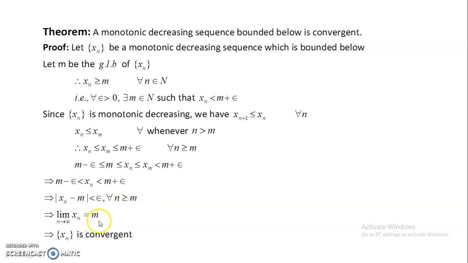Therefore, the limit of xn as n approaches infinity is m. It means a monotonic sequence that is decreasing and bounded below is convergent.